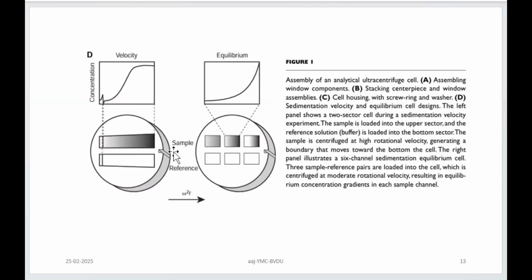So these are 3 samples and these are 3 references. These 3 pairs are there, sample reference pairs. How many are there? 3 pairs are there, which are centrifuged at a moderate rotational velocity, and it will be till equilibrium concentration gradients in each sample channel are generated. This concept we will see in the next lecture in detail.